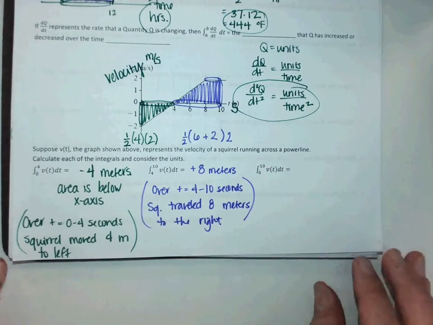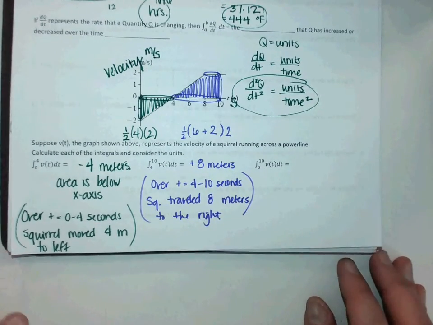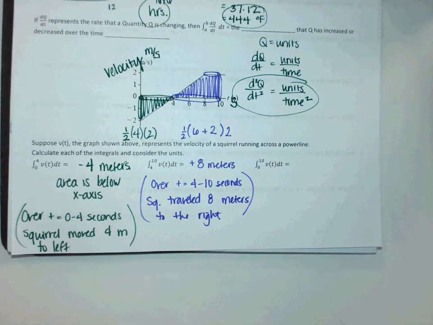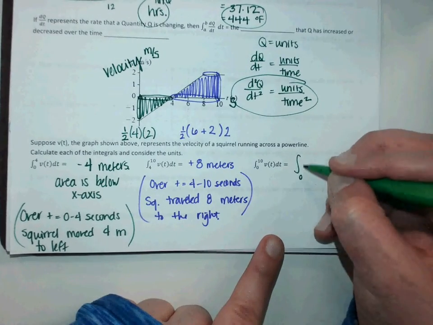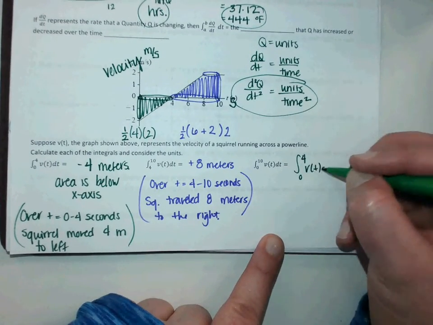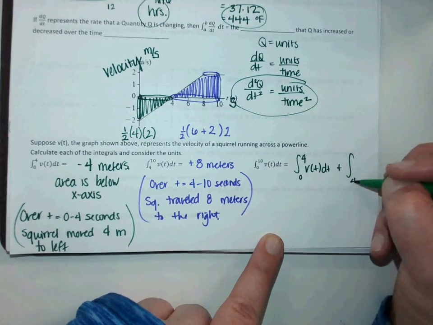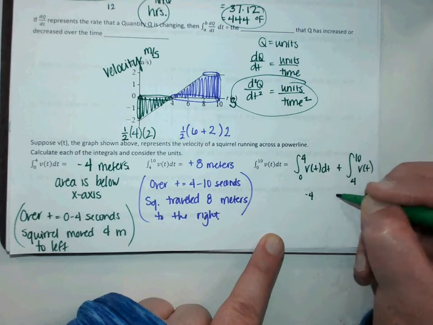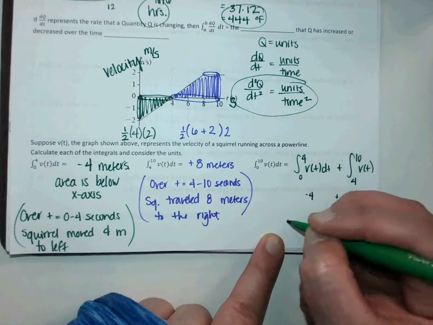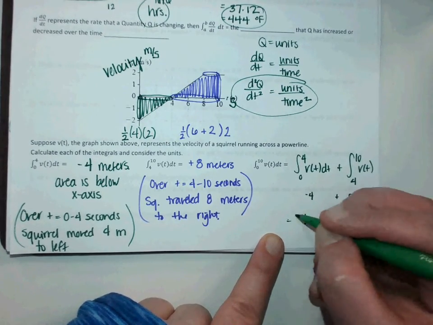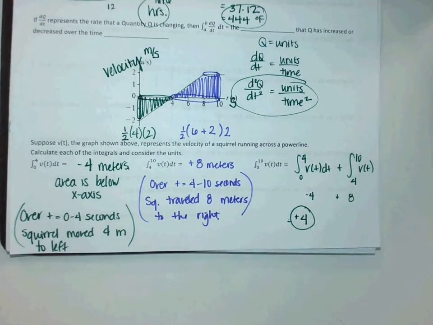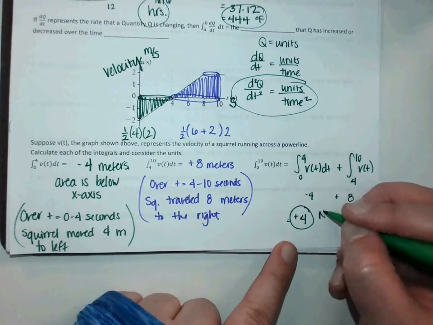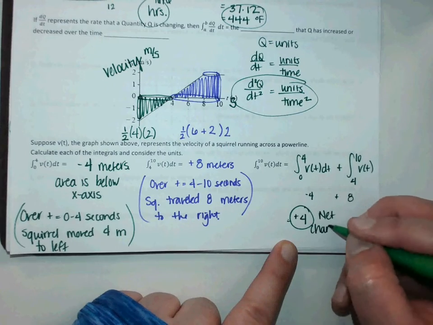Alright, one more left. See if you can do it. Integral 0 to 10. What would I do? You'd add, remember this is one of your rules, 0 to 4 plus 4 to 10. So if this one was negative 4 and that one was 8, what's my result? Just 4 to the right. Just 4. And it's positive 4 to the right. Now, that would be your net change.